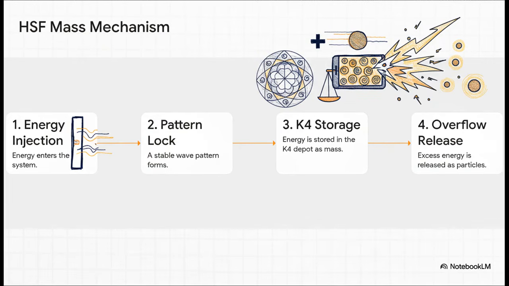Well, you can think of it as a simple energy routing process. First, energy is injected into the system. Second, a stable wave pattern locks into place. This pattern is what defines the particle's identity, its spin, its charge, the whole shebang. Third, the total rest energy of that pattern gets deposited right into its K4 battery. And that stored energy is its mass. Finally, if the particle ever changes state, any extra energy just overflows and gets released as other particles, like photons.